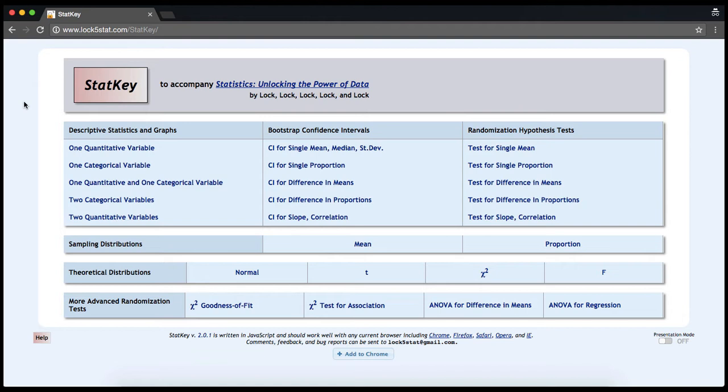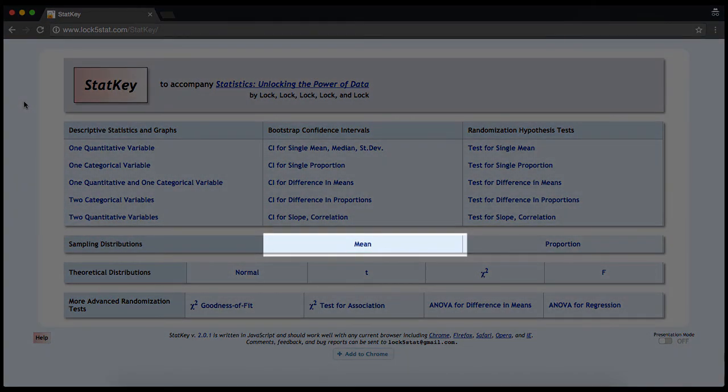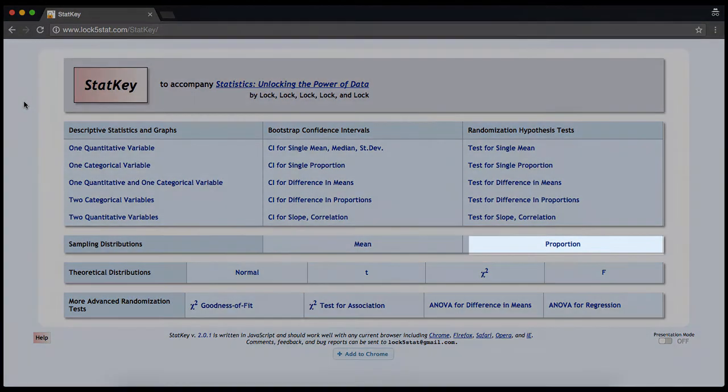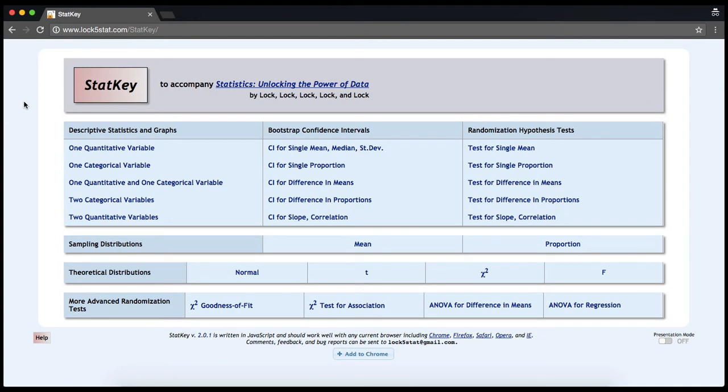In this video, I'm going to use StatKey to demonstrate how we can construct a sampling distribution when the population values are all known. StatKey is an open access application. This means that it is free and available for anyone to use. StatKey offers two sampling distribution simulations. For a quantitative variable, we would construct a sampling distribution for a mean. For a categorical variable, we would construct a sampling distribution for a proportion. Let's look at an example of constructing a sampling distribution for a proportion.